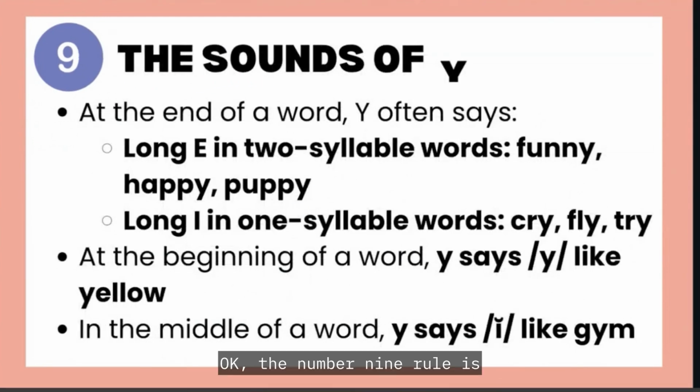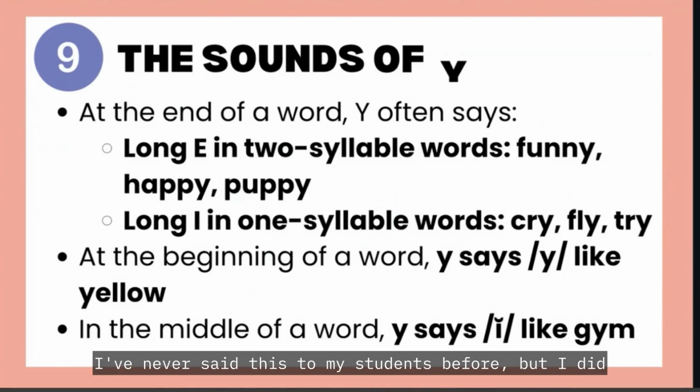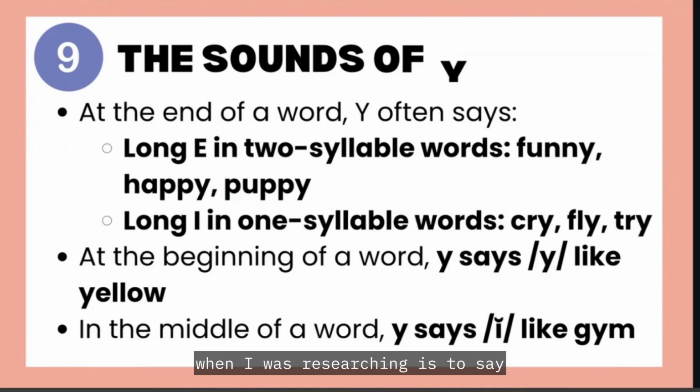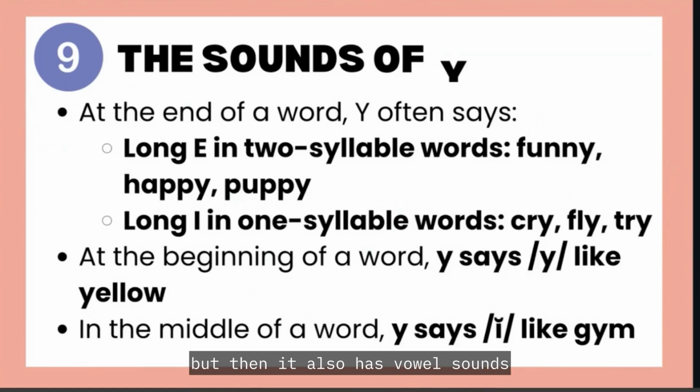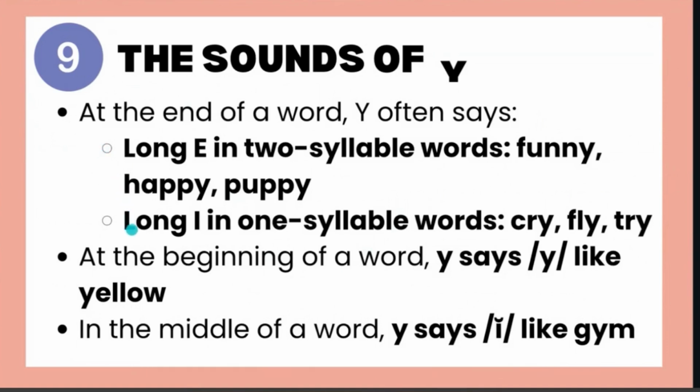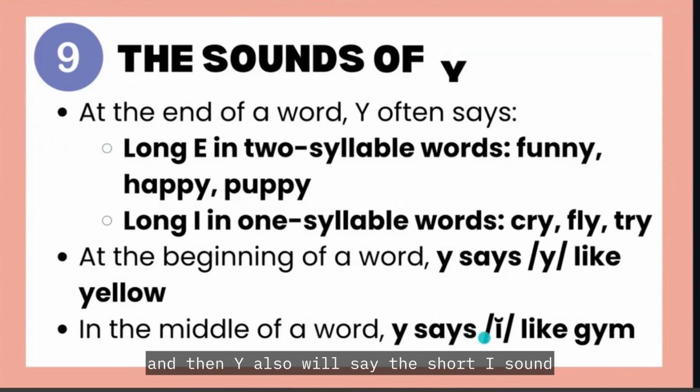We're almost done. Okay, the number 9 rule is the sounds of Y. Something I thought was really cute, I've never said this to my students before, but I found it on the internet when I was researching, is to say that Y is a chameleon. It likes to steal vowel sounds. So we know that the letter Y has its consonant sound, but then it also has vowel sounds that it will take on. So we teach students the long E sound for Y, the long I sound, and then Y also will say the short I sound.